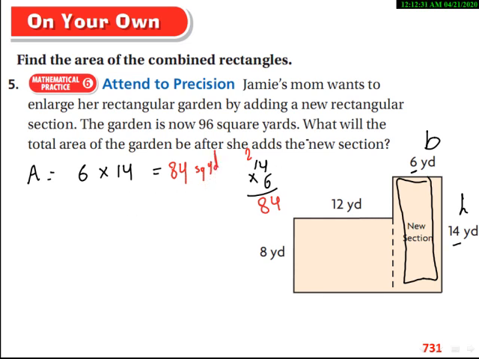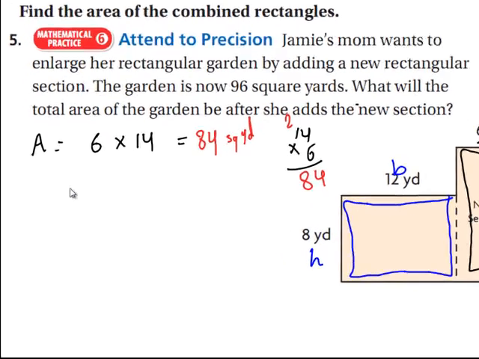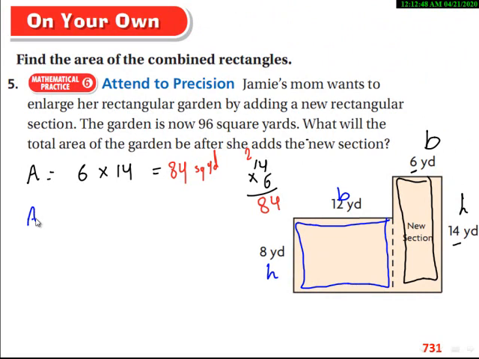Then the next area, or the second area, for the second rectangle, whose base equals 12 and its height equals 8. Now the second area, 12 multiply 8. Try to do it step by step.